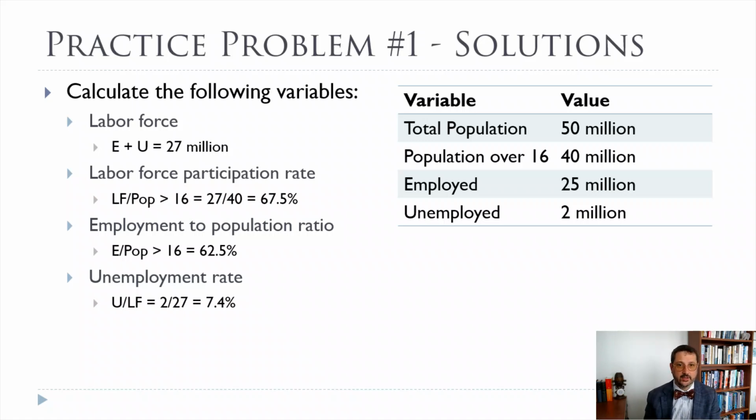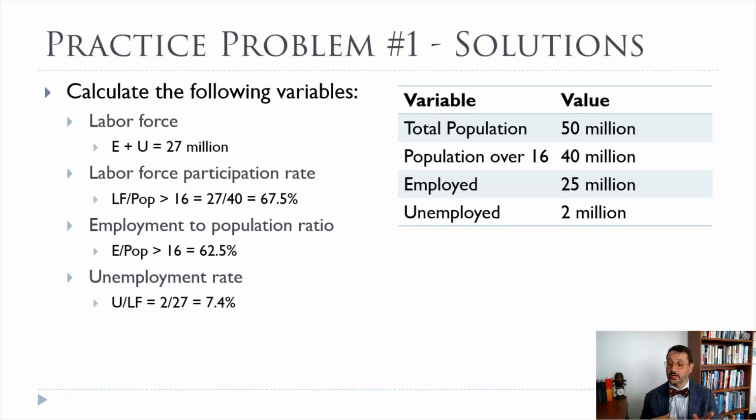Now the unemployment rate. The unemployment rate is going to be the unemployed divided by the labor force. Now, there's lots of ways you can mix this up, right? You can do the unemployed divided by the employed. You can do the unemployed divided by the population over 16, or the unemployed divided by the total population. You always have to remember to use the labor force, the employed plus the unemployed, in your denominator. So the unemployment rate in this case is the unemployed, 2 million, divided by the labor force, which we calculated earlier, 27 million. 2 divided by 27 is 7.4%.